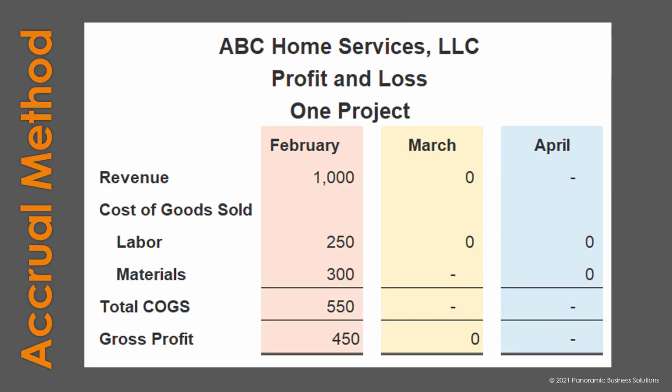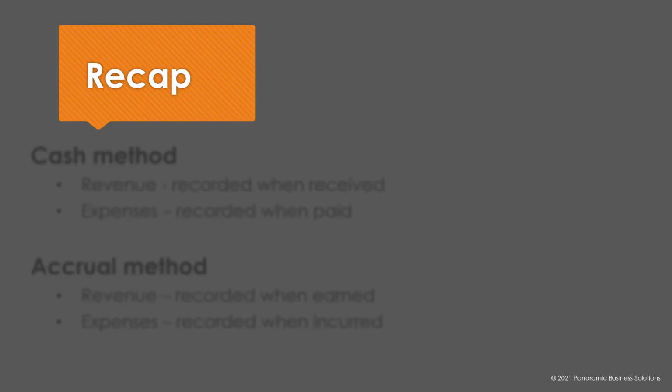And then when you look at March, it's zero. April, it's zero, because when you actually pay the vendor, it doesn't matter. When you actually collect the payment from the customer, it does not matter. Everything is matched beautifully during the month of February when you use the accrual method. So here's just a little recap.